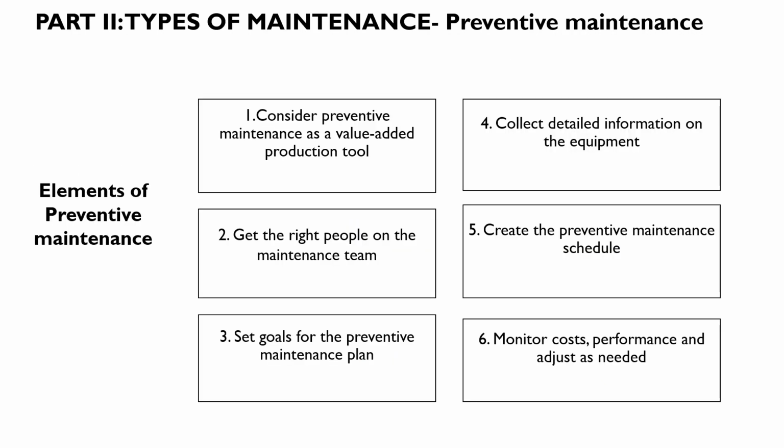Continuing the preventive maintenance, it should be understood that its objectives cannot be achieved without effective maintenance planning. Therefore, here are 6 elements to take into consideration while elaborating a preventive maintenance plan. 1. Consider preventive maintenance as a value-added production tool.